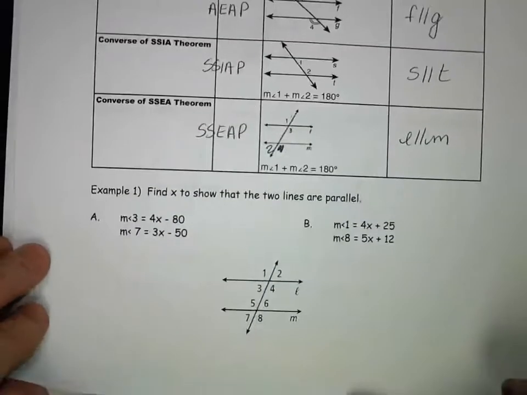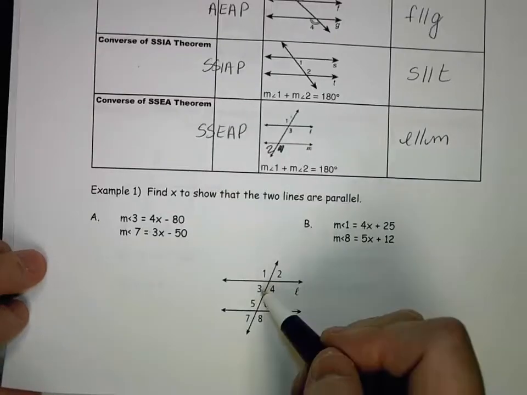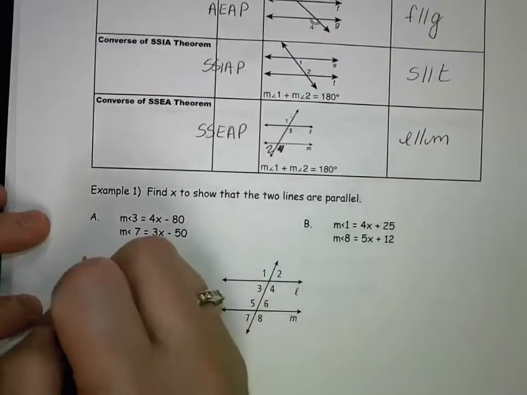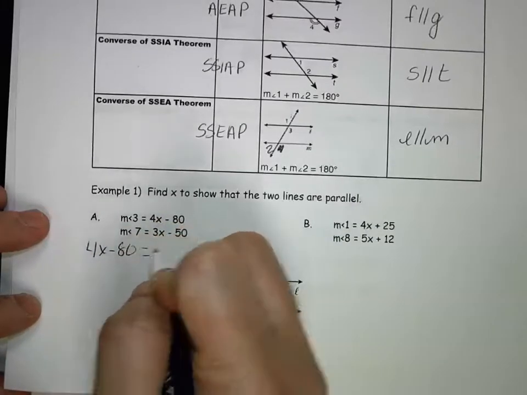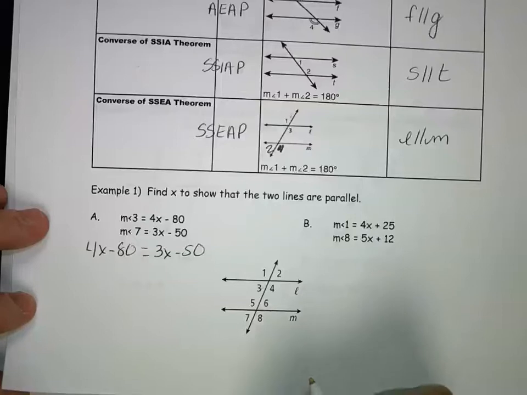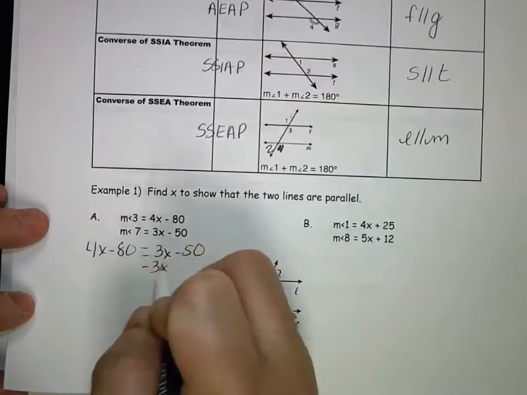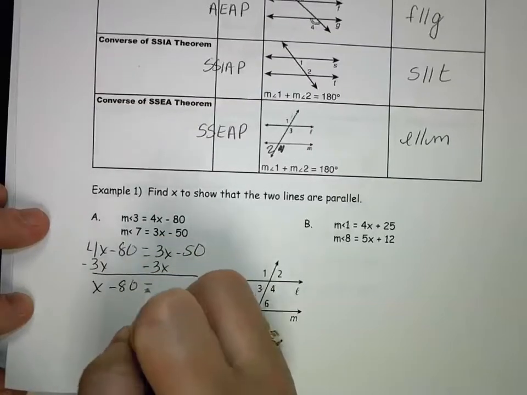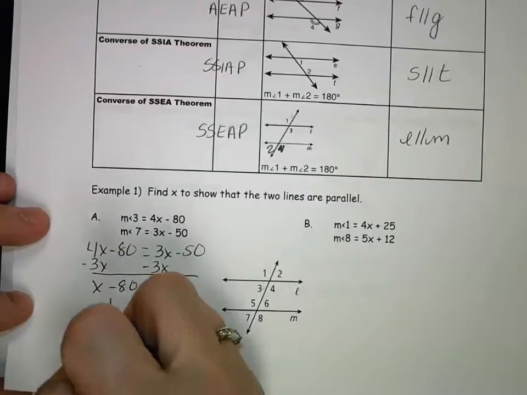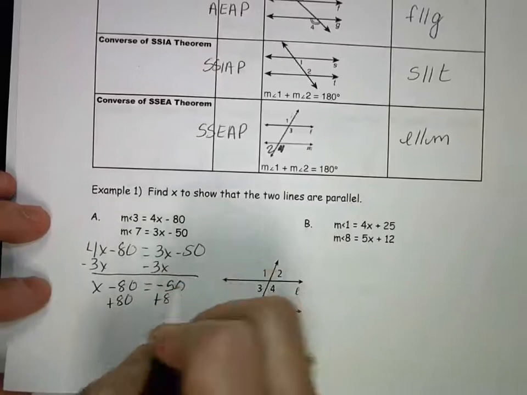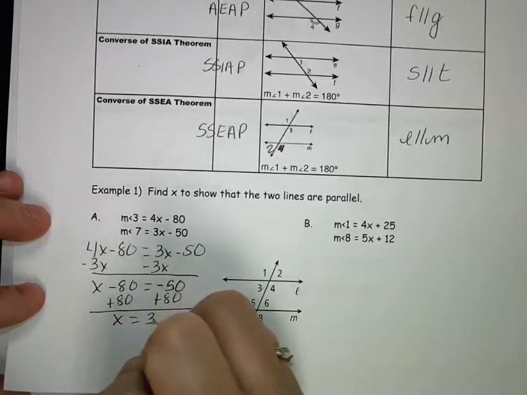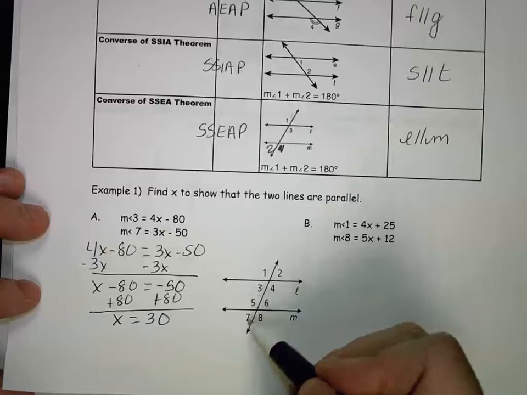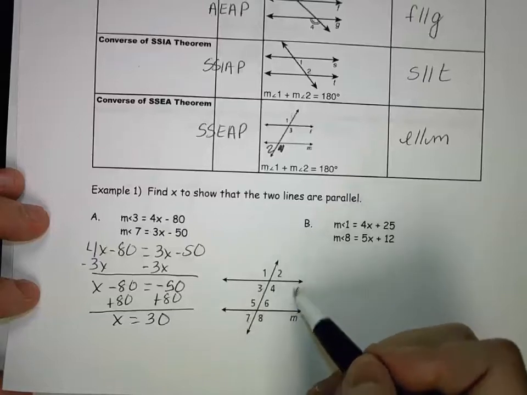And the first thing we are asked to do is find the value of X that makes these lines parallel. 3 and 7 are corresponding angles, so we would want those things to be equal. 4x minus 80 equals 3x minus 50. From there, you subtract 3x from both sides, and that becomes x minus 80 equals negative 50. Adding 80 to both sides, you have x equals 30. If x equals 30, that means these angles are congruent, and then the lines have to be parallel.